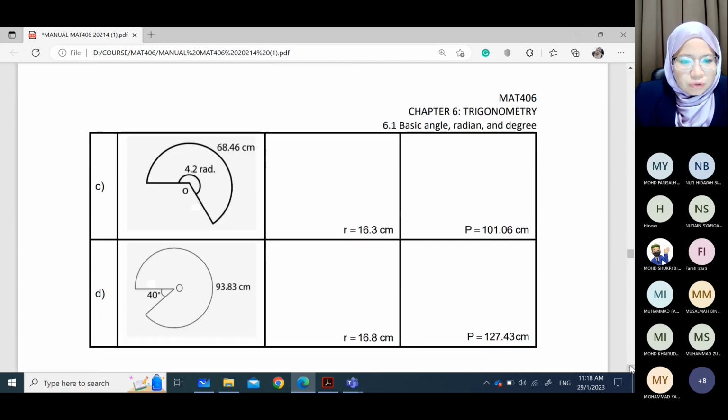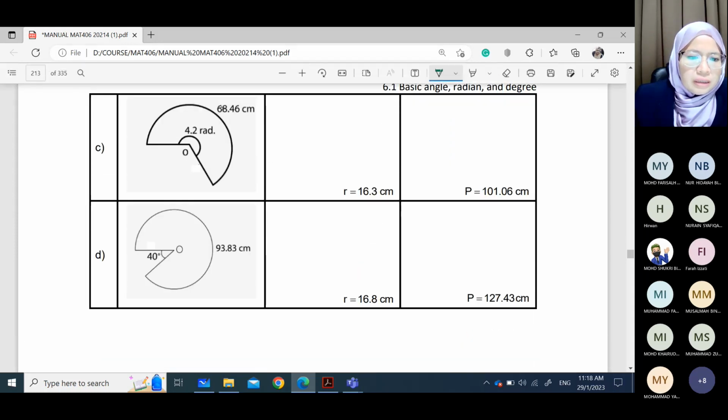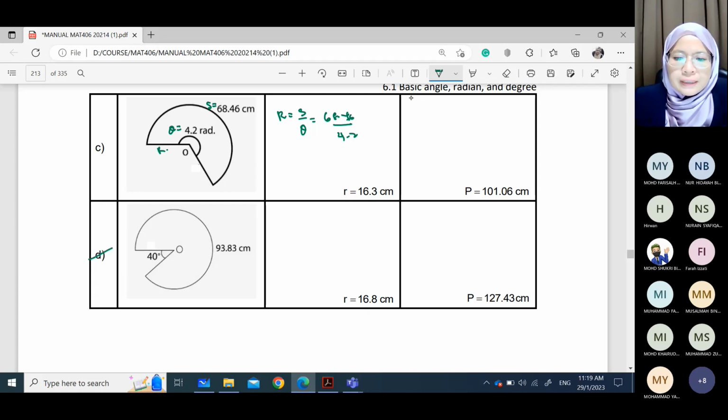So, ini sama jugalah kita perlu cekkan radian. Ini kita punya angle. So this is our S. This one is S. This one is our angle. And this one is our R. So R, it is equal to S over theta. So masukkan je 68.46 over the theta is 4.2. So kalau dia dalam theta angle dia ni dalam bentuk degree yang macam D ni, you kena tukarkan kepada radian. Okay, so perimeter inilah 68.46 plus 2 radius.